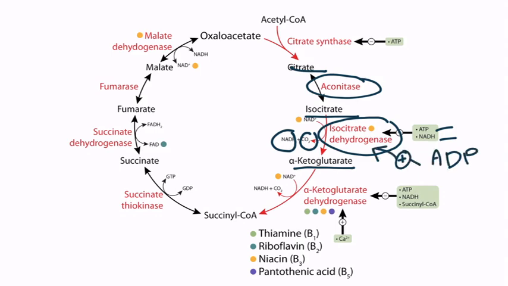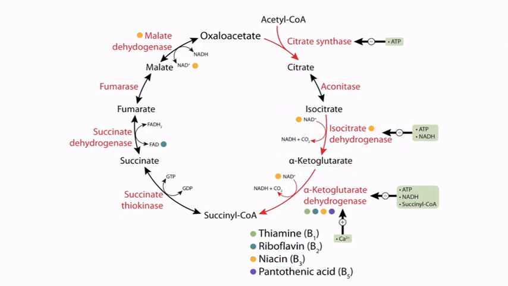Also notice that isocitrate dehydrogenase uses niacin or vitamin B3 as a cofactor. You can see that by the yellow dot right here. Notice niacin down here. Also notice that NAD right here uses vitamin B3 as a cofactor and that this is converted to NADH. The fourth step converts alpha-ketoglutarate to succinyl-CoA through the enzyme alpha-ketoglutarate dehydrogenase.